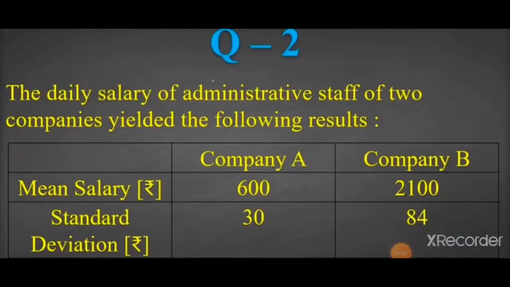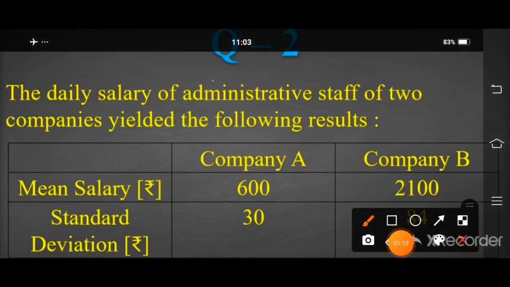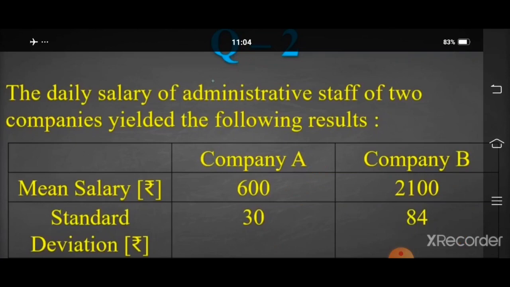Now, sum number two. The daily salary of administrative staff of two companies yielded the following results. Here they have given us the mean salary, x bar, of company A as 600. The x bar of company B is 2100, then the standard deviation is 30 for company A, and for company B the standard deviation is 84.